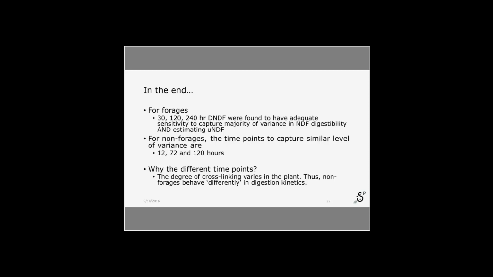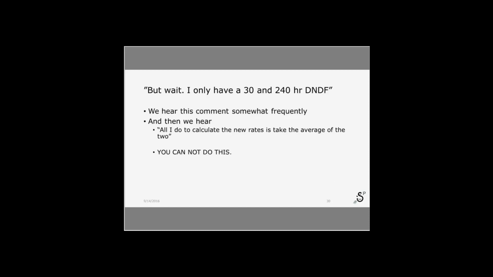Now the difference is because of how these things degrade, particle size differences, how the cross-linking varies between them. The problem that we've also run across is there's a number of people that are only getting a 30-hour and a 240-hour back. And we've seen some scary things that people have tried to do. Great example is all I do is calculate the average of the two, okay? So they take whatever the 30 and the 240 hour is, do an average of that to represent the 120. You can't do this. Don't do this. If you're doing this now, please stop.